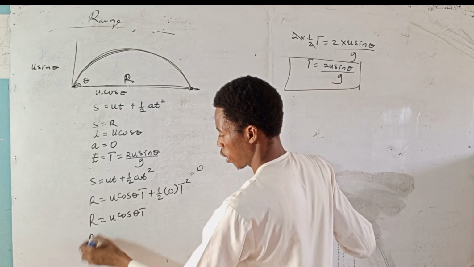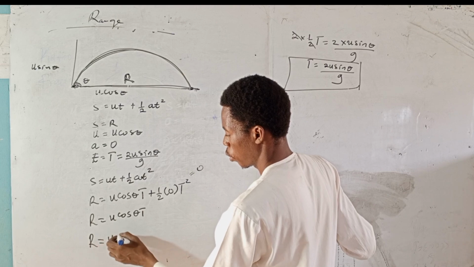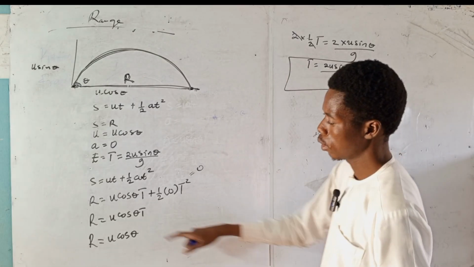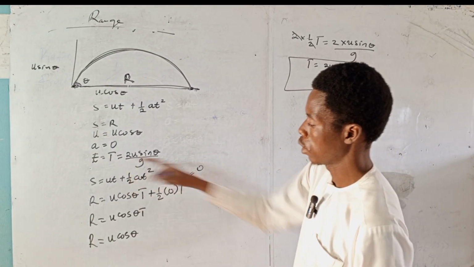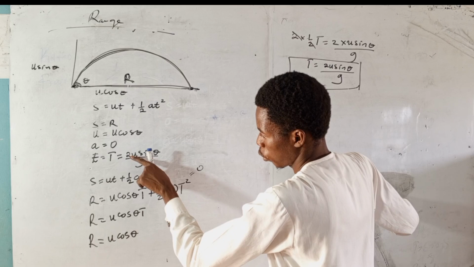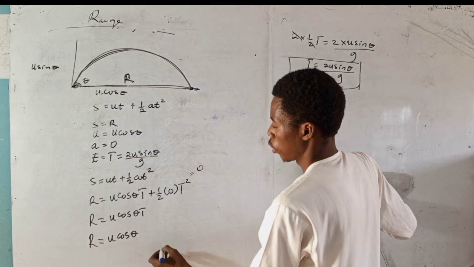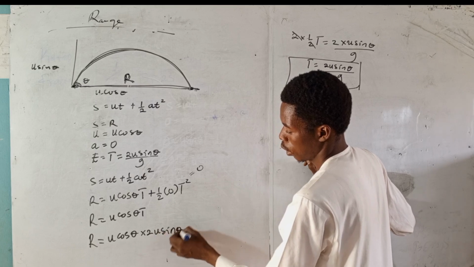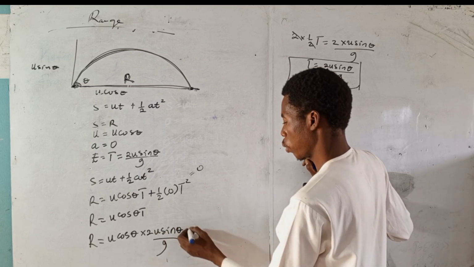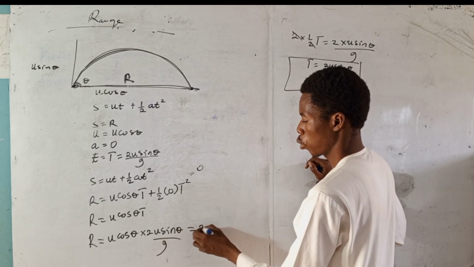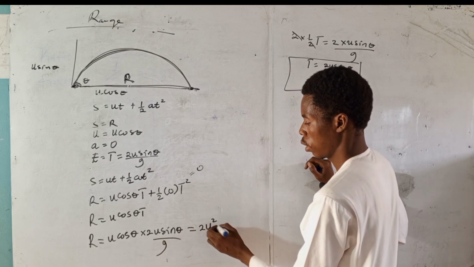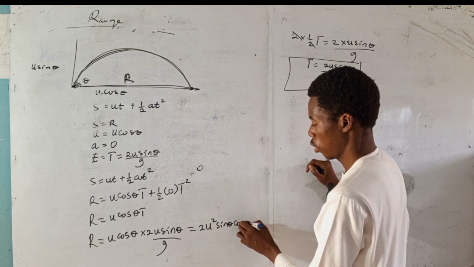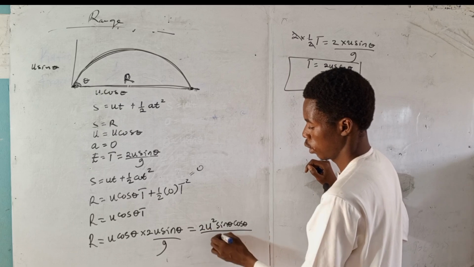So recall R equals u cos theta, and this T is the time of flight, which is also equal to 2u sine theta over g. So multiply by 2u sine theta divided by g. This equation will also be equivalent to 2u squared sine theta cos theta divided by g.